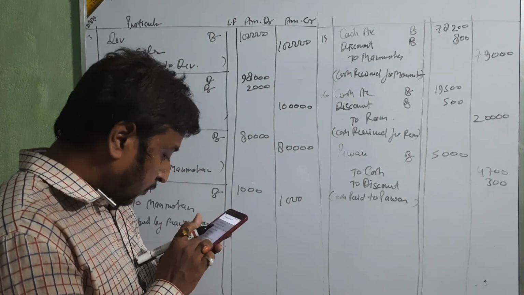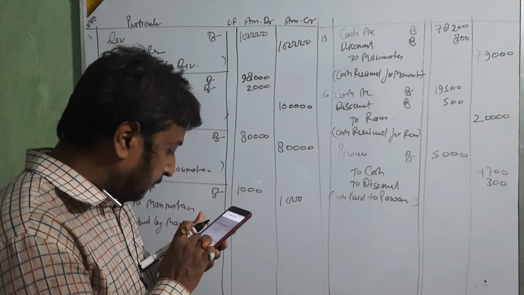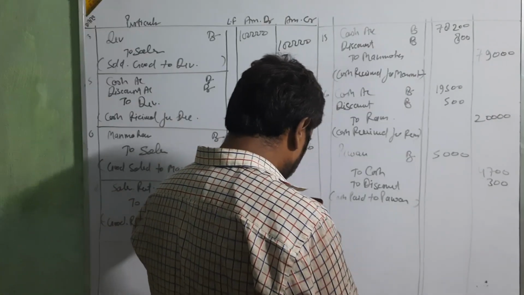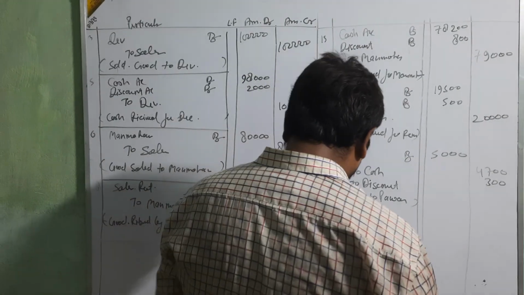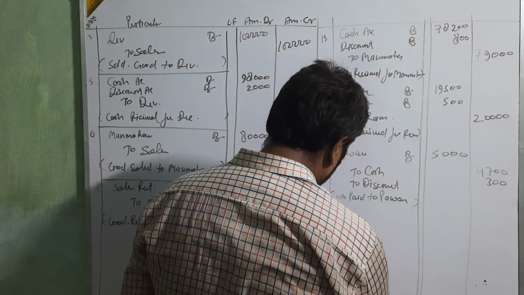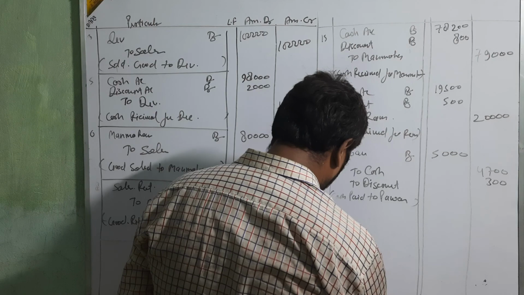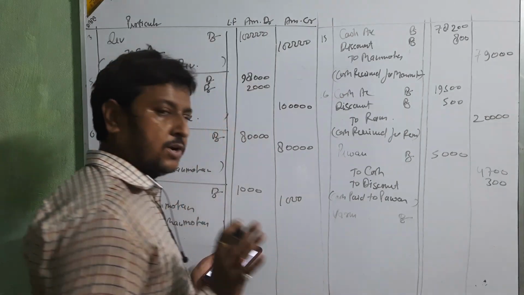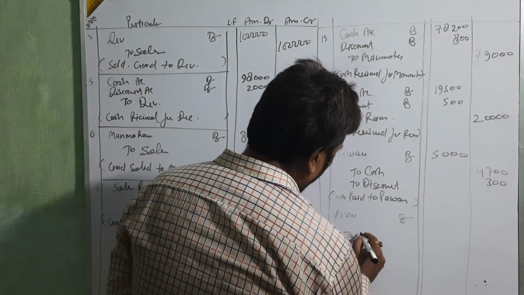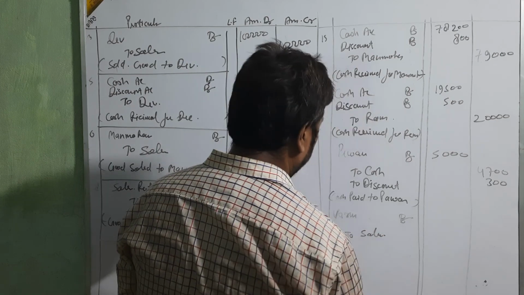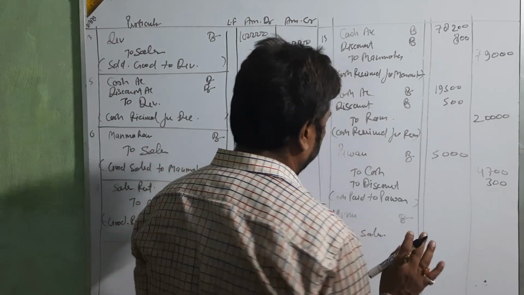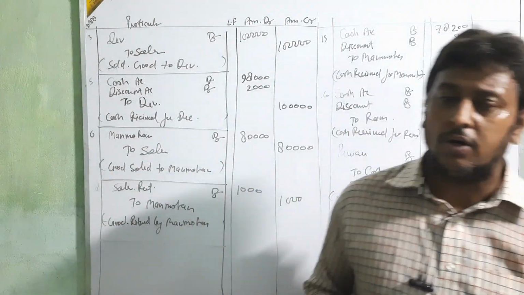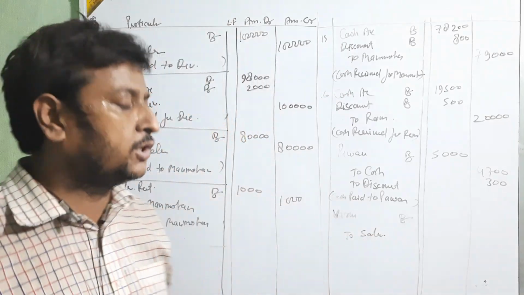Sold goods to Varun for his list price of 25,000 and 20% trade discount. Varun will be debited, and to sales. Varun debit to sales, only this, because we are not going to show the trade discount in the entry.